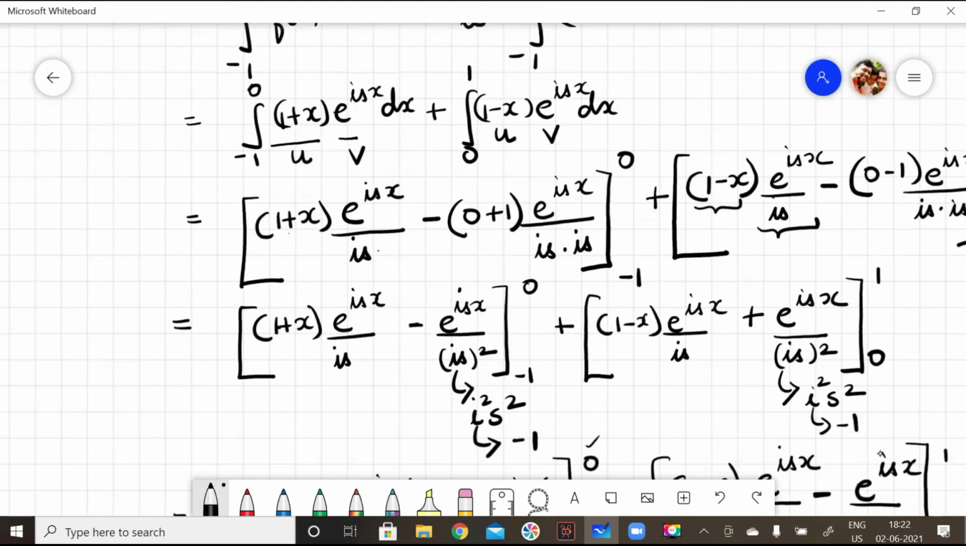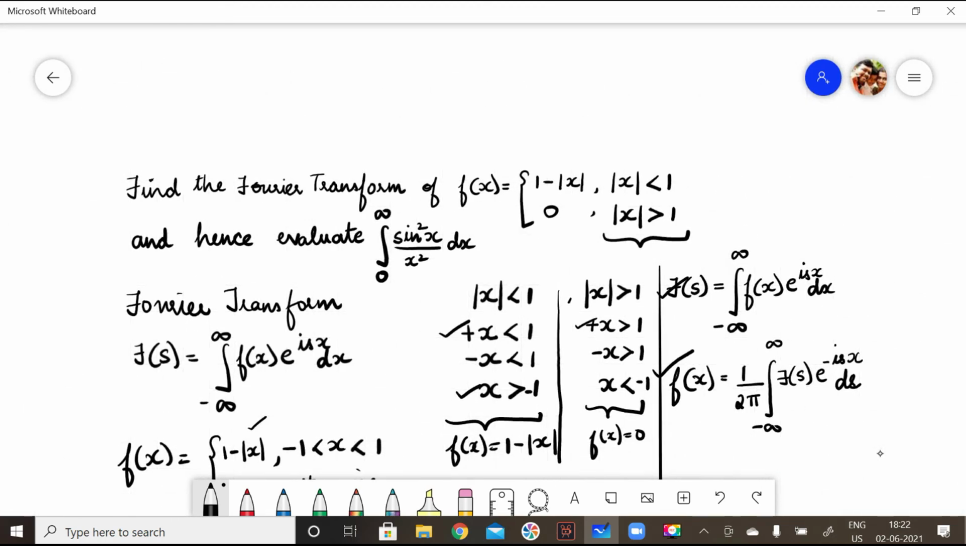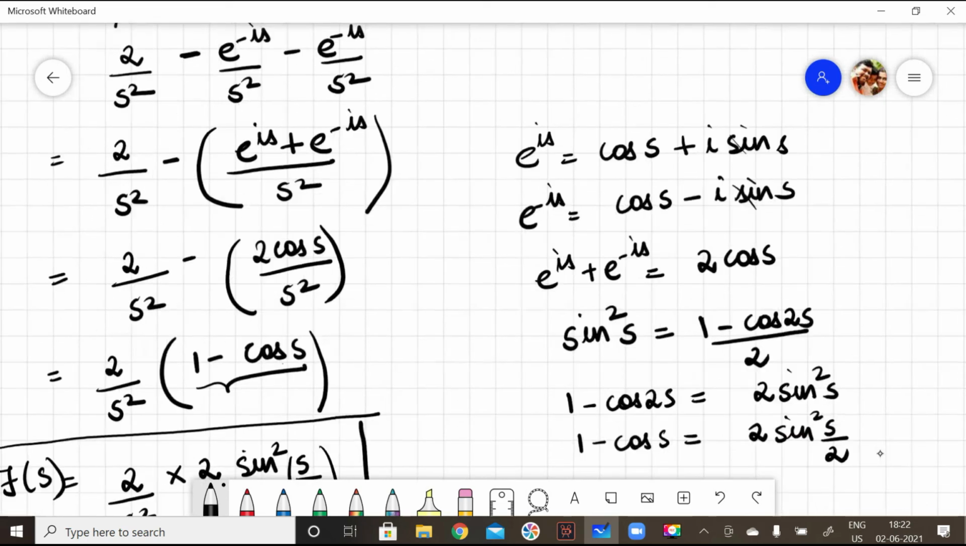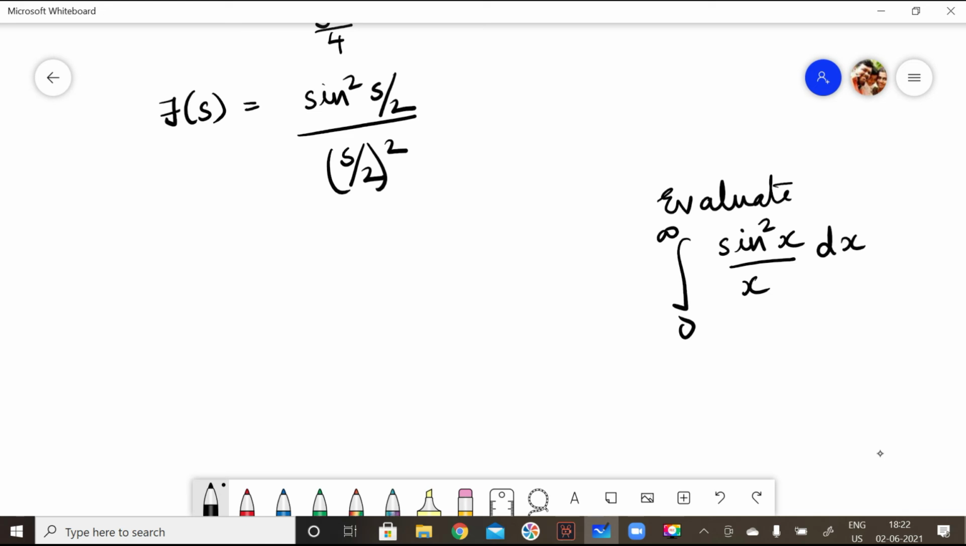Okay, so what is the second part? The second part is: hence evaluate the integral from 0 to infinity of sine square x by x square dx. Okay, so I will do this. First, let me write the question, then let me solve it. Evaluate the integral from 0 to infinity of sine square x by x dx. So I have to find this. To do this, I will use the inverse Fourier transform formula.